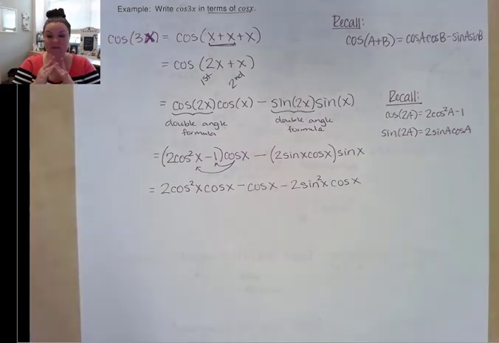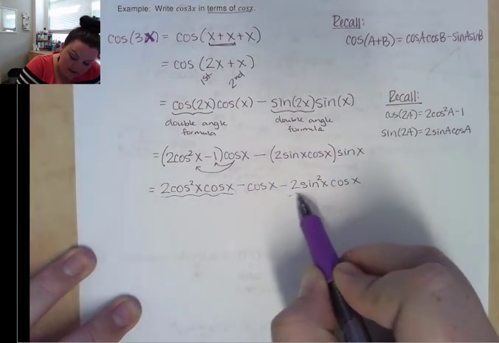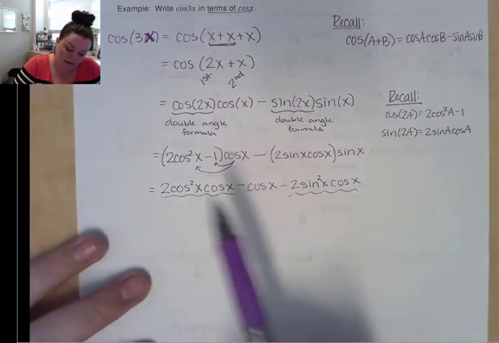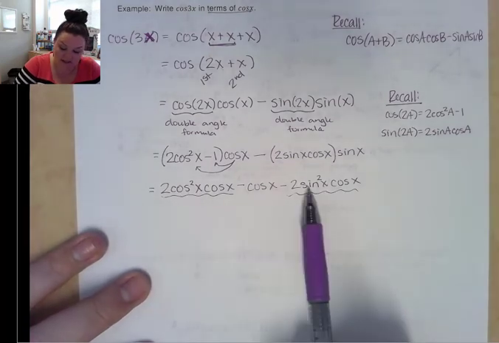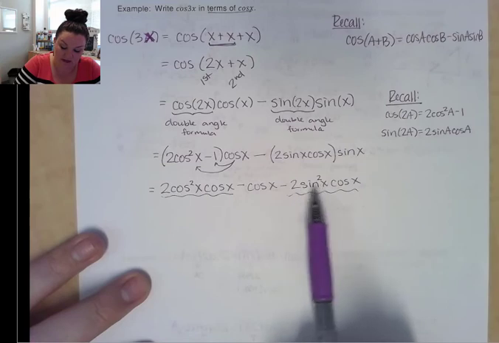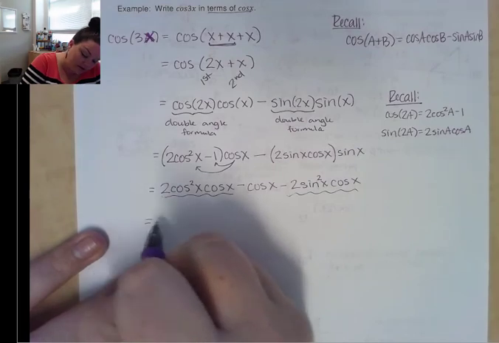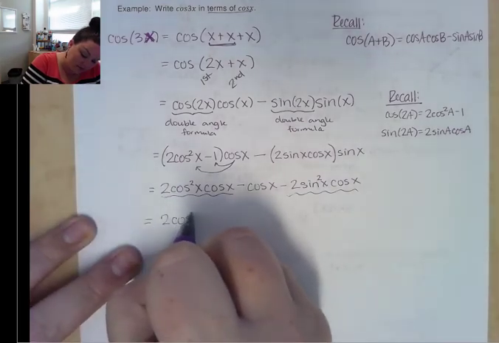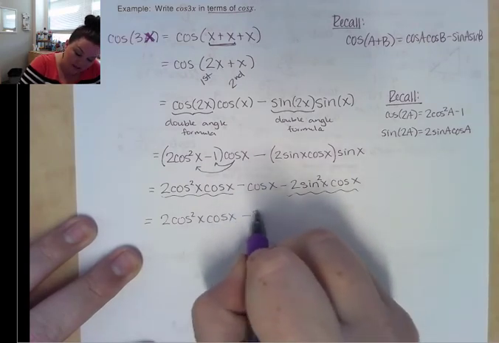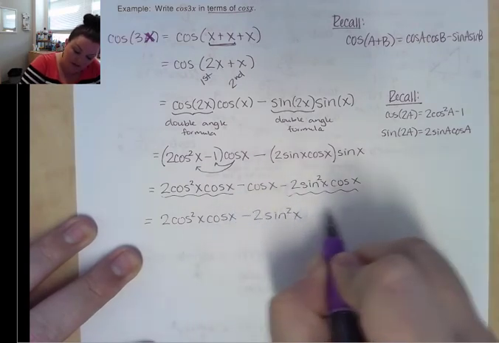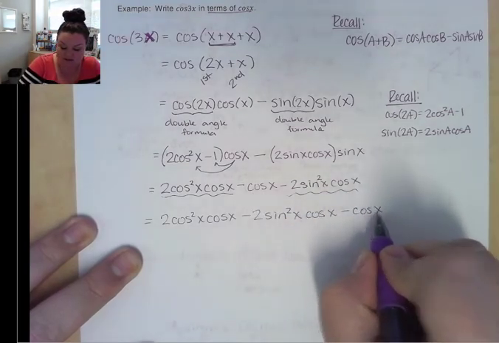Oh, I see something. I'm going to write this term and this term side by side. Because if I write these two together, I see that this one has a cosine squared x and this one has a sine squared x, right? And they have a 2 in common and they have a cosine x in common. So I'm going to write those side by side for a second. So 2 cosine squared x times cosine x minus 2 sine squared x cosine x, and then I have this other term which is a minus cosine x.